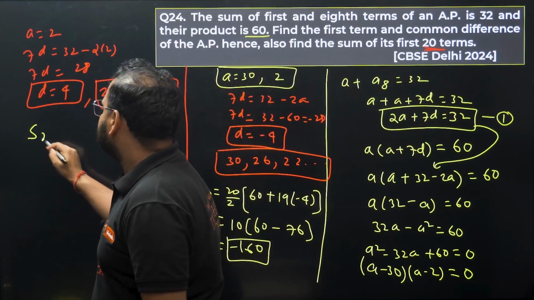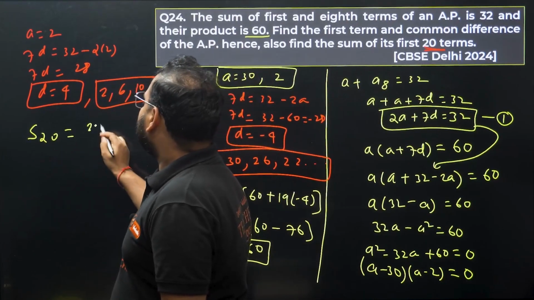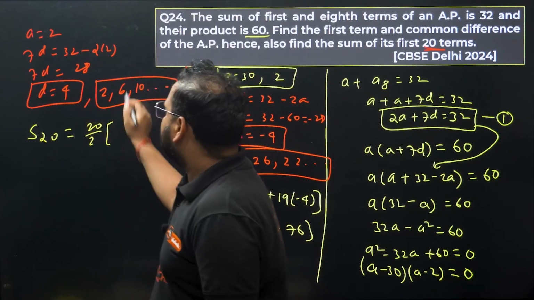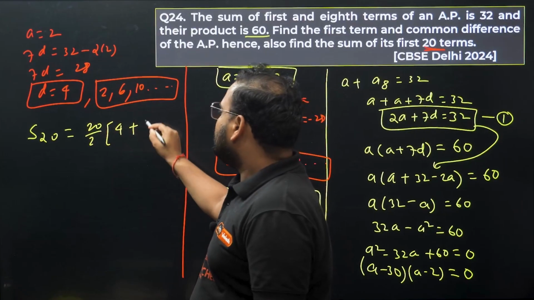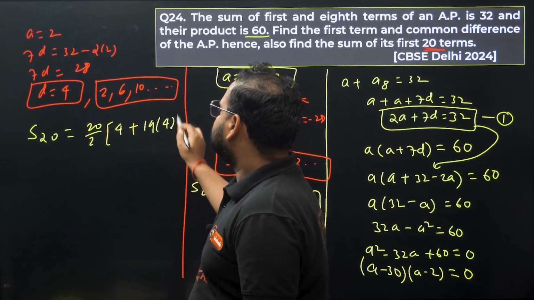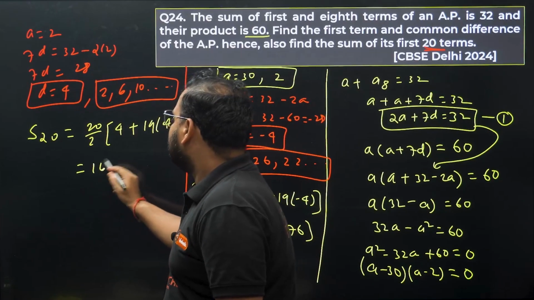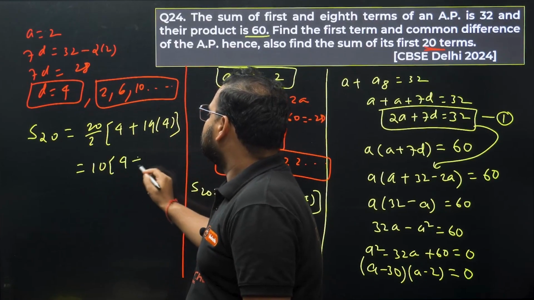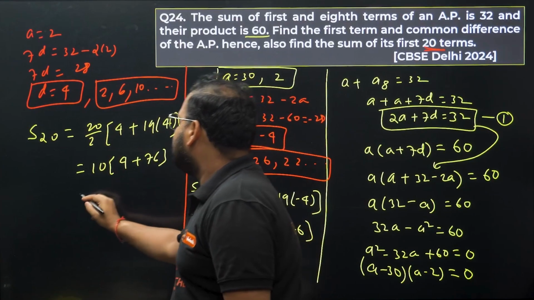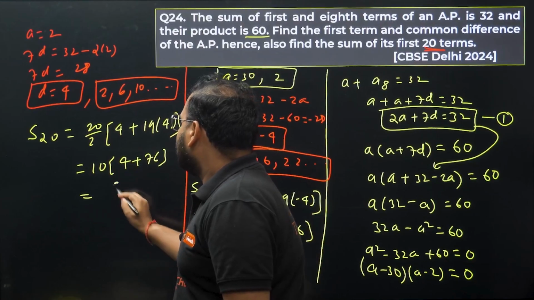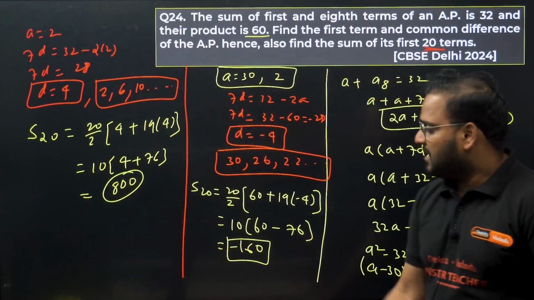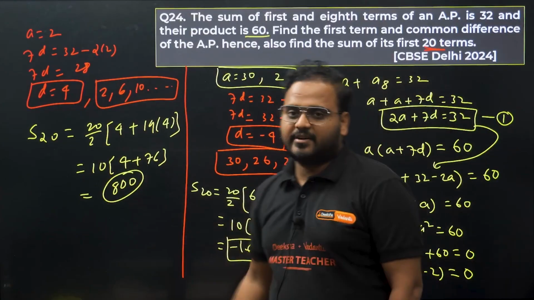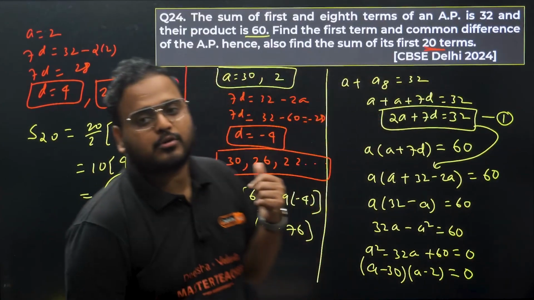S20 again, same thing. S20 will become 20 upon 2, twice the first term. So 2 into 2 will be 4, plus 19 into the common difference, which is 4 over here. This becomes 10 times (4 plus 76). The answer is 80 over here, so it will become 800. So your sum of 20 terms in one case is minus 160, in the other case 800. There were two APs, that's why we had to do so much calculation.